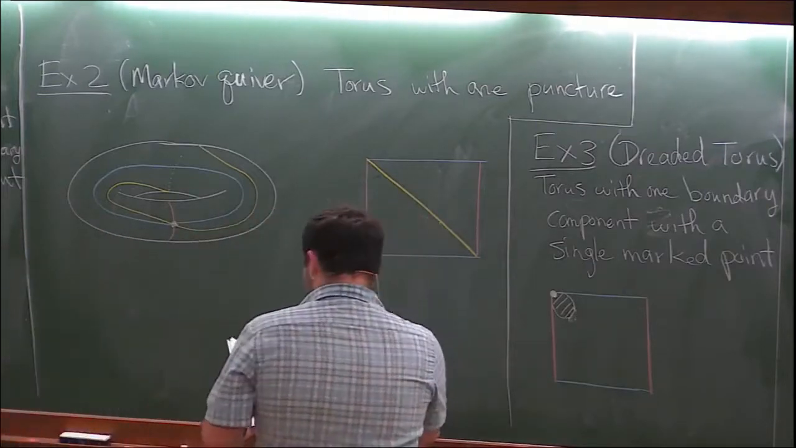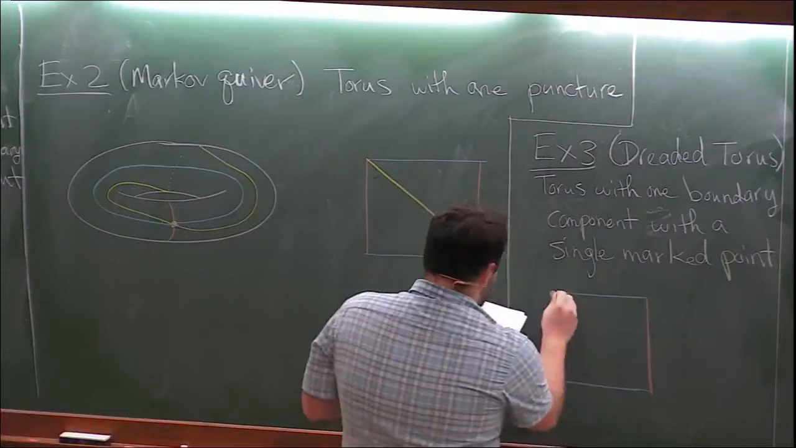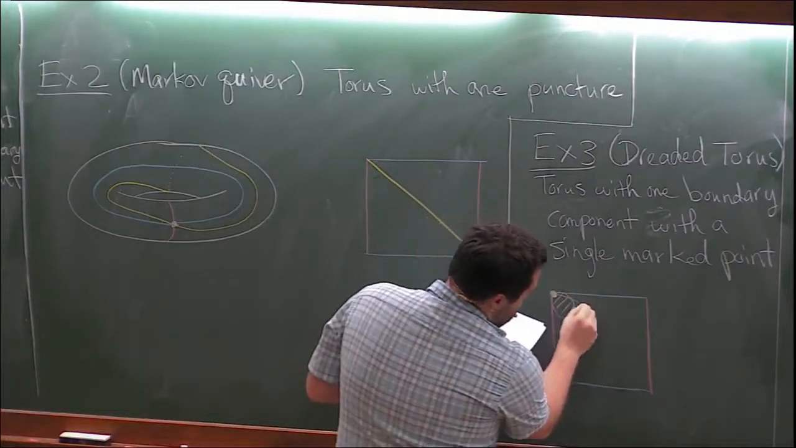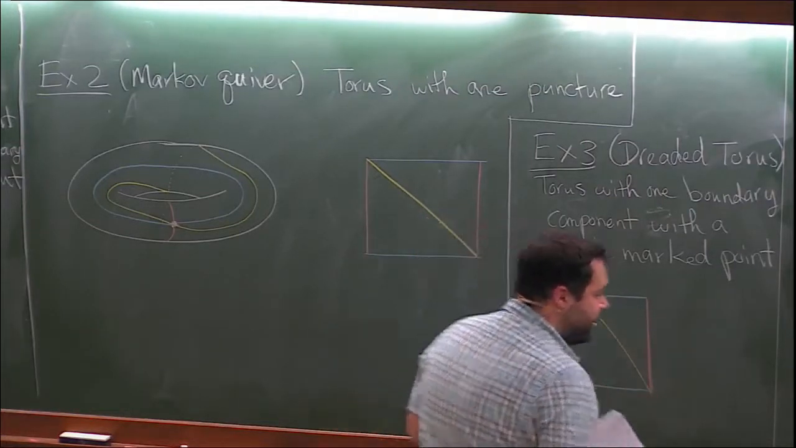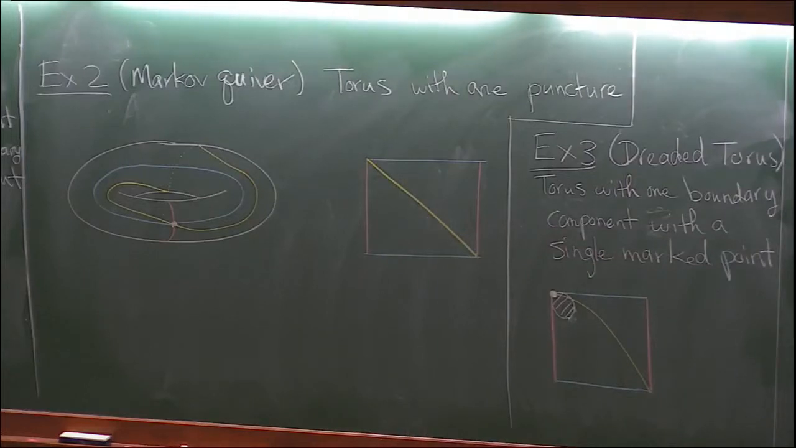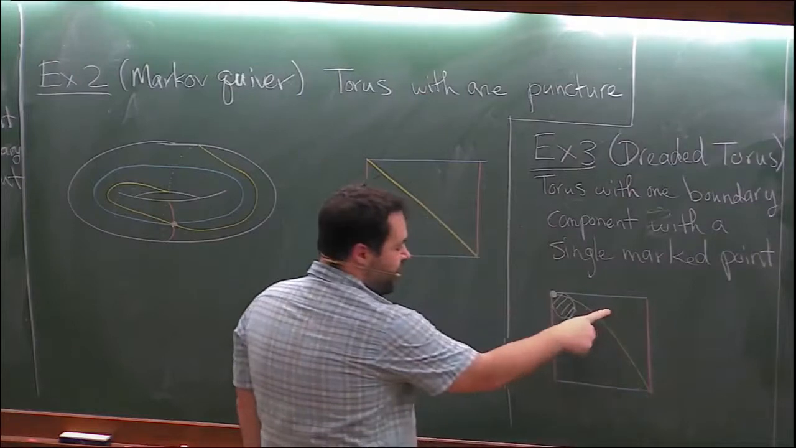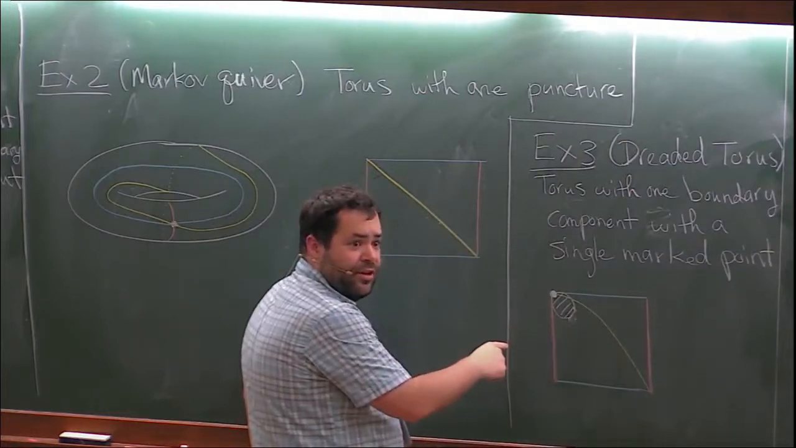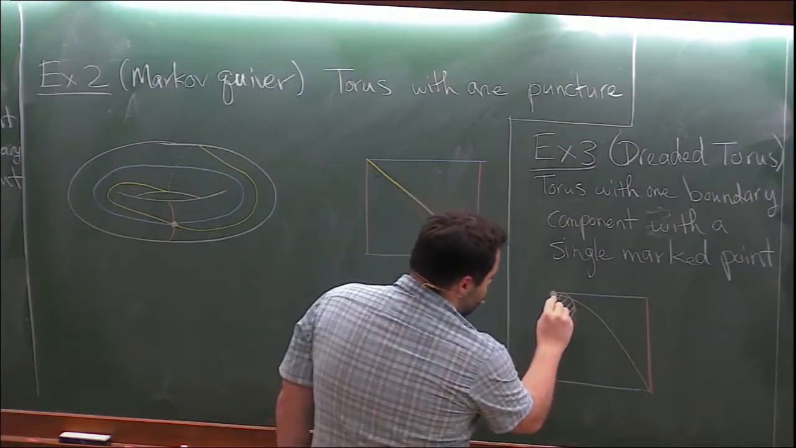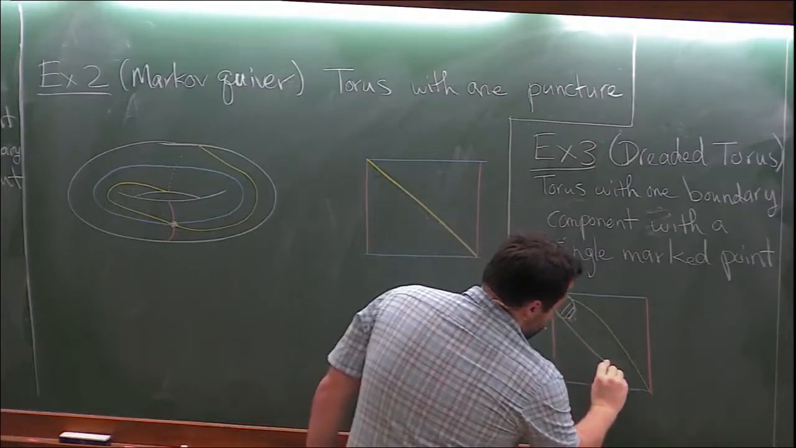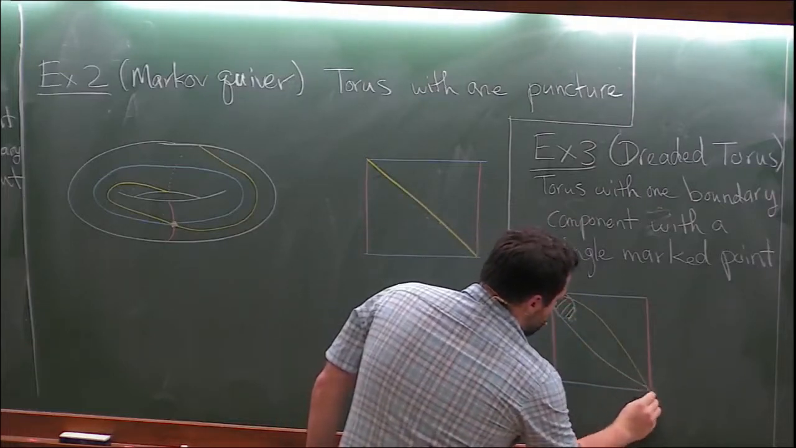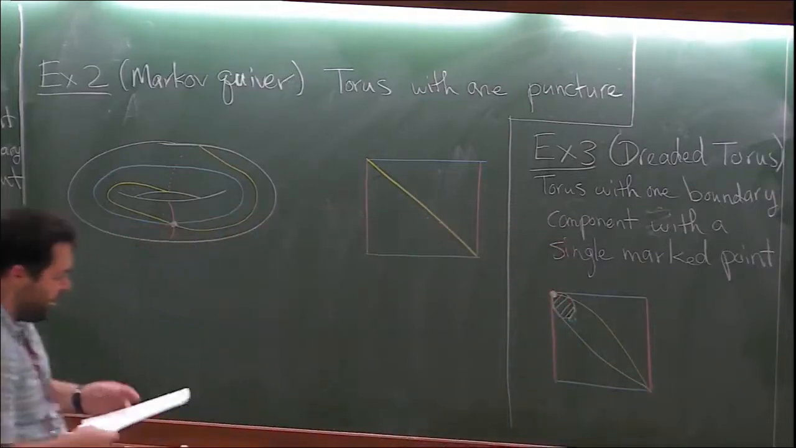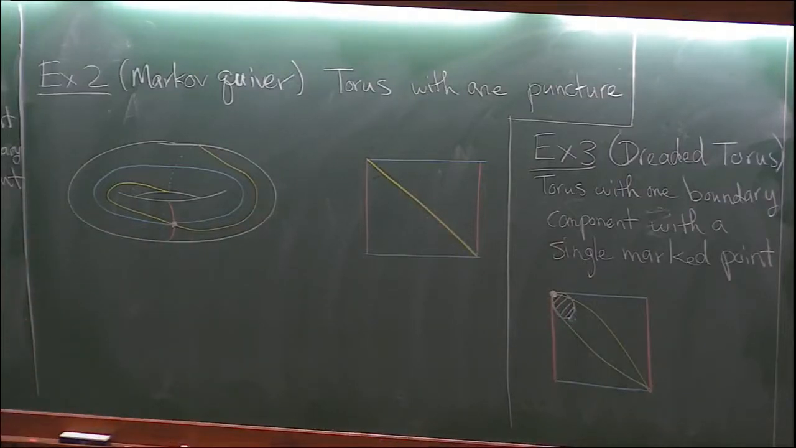And I need maybe even more colors. So if I have this arc, now I have a triangle here, but I need one more arc to make a triangulation. And this is the one I need. Okay, so this is a bunch of examples I'm going to come back to in a moment.